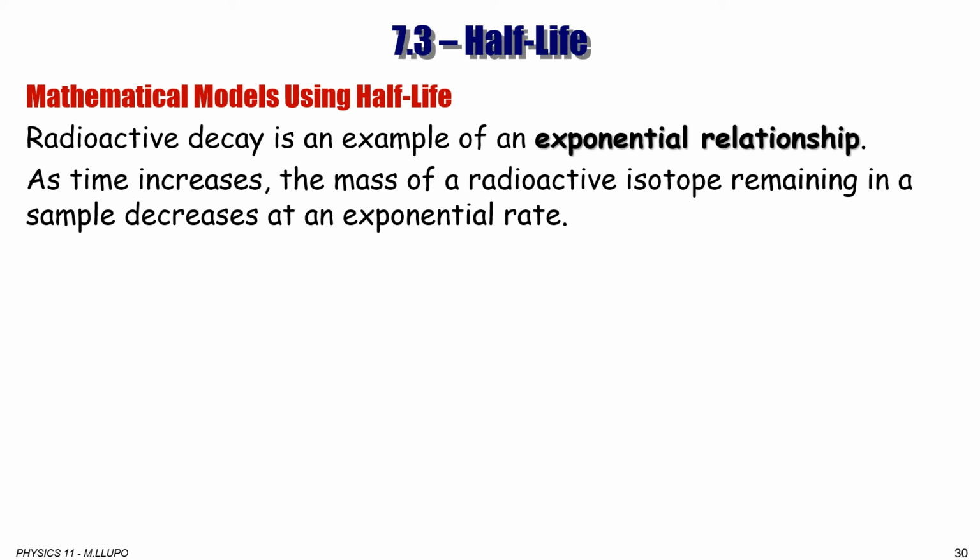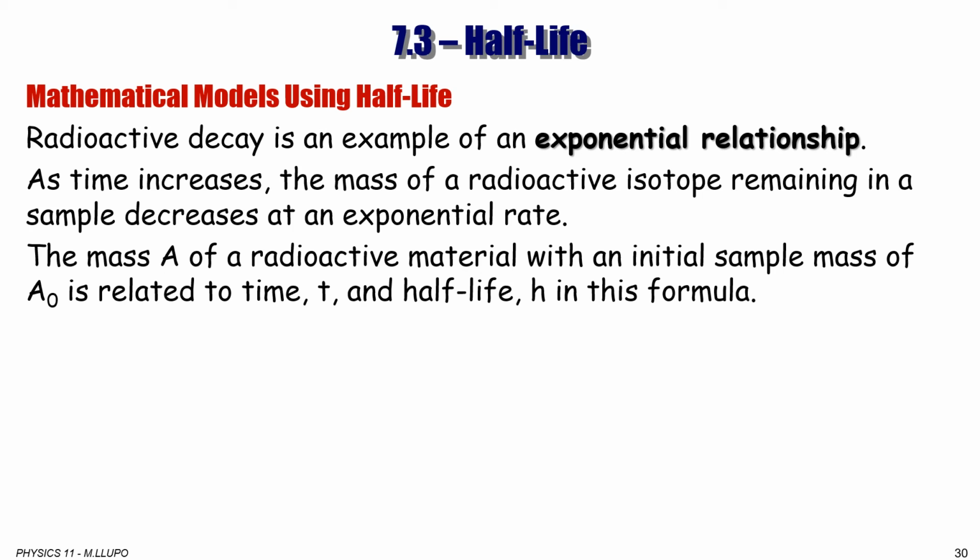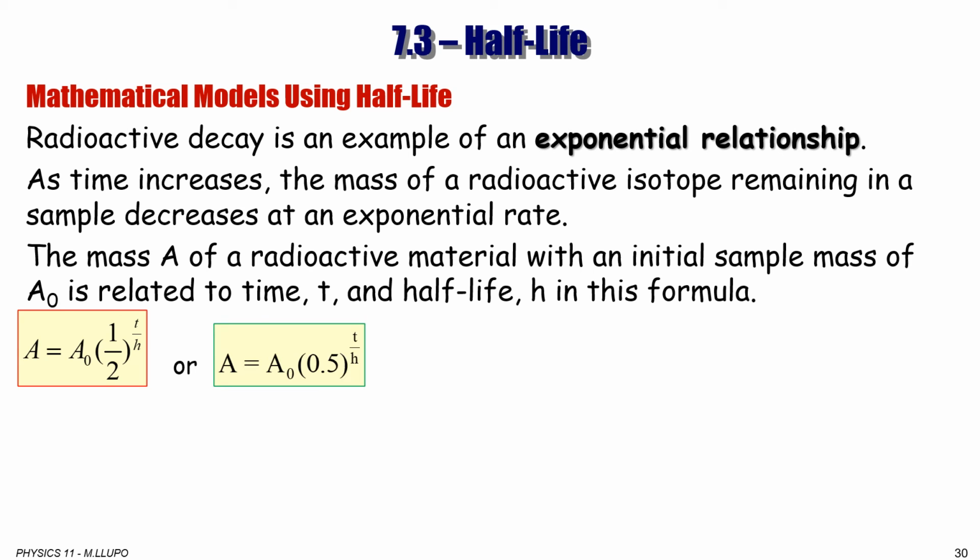Let's look at the mathematical model of the half-life. Radioactive decay is an example of an exponential relationship. As time increases, the mass of the radioactive isotope remaining in a sample decreases at an exponential rate. So the mass of the radioactive material with an initial sample mass of A0 is related to time t and half-life h in this formula. A is equal to A0, which is the original amount of substance, times one half to the power of t divided by h, or A = A0 × 0.5^(t/h), where t is time and h is half-life.